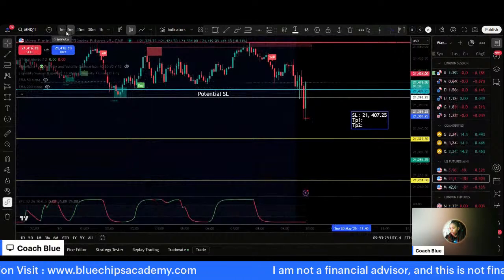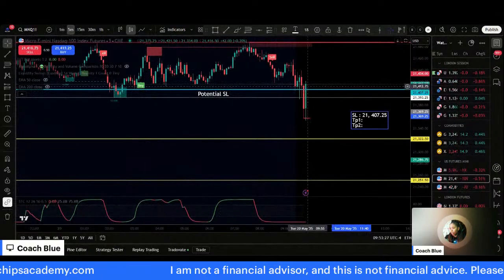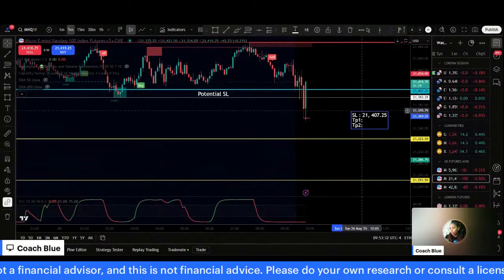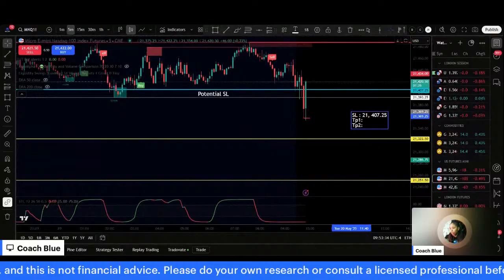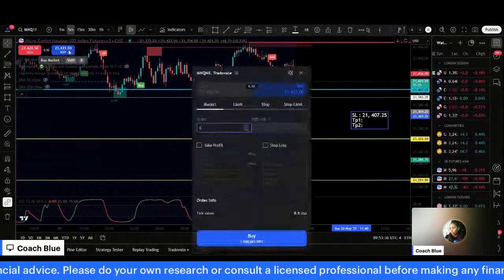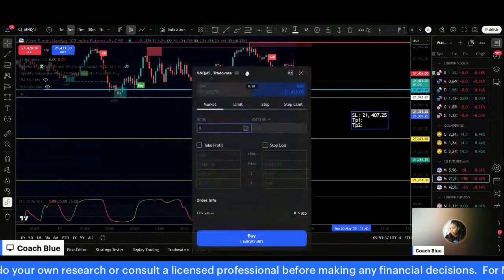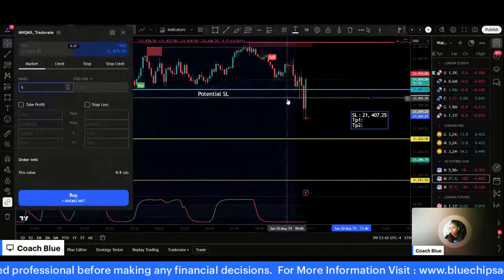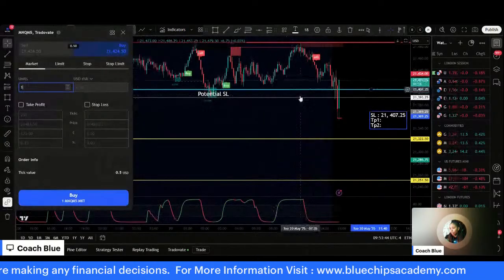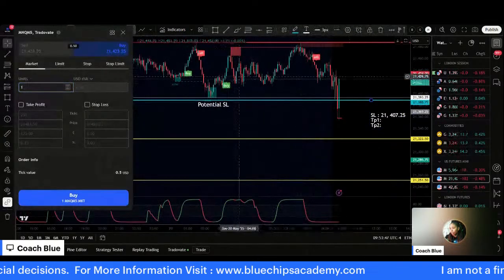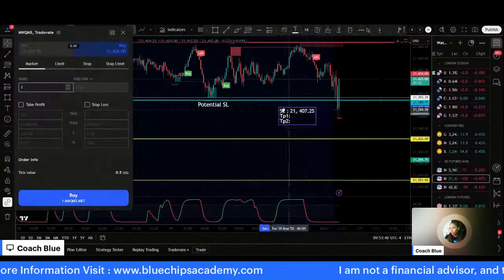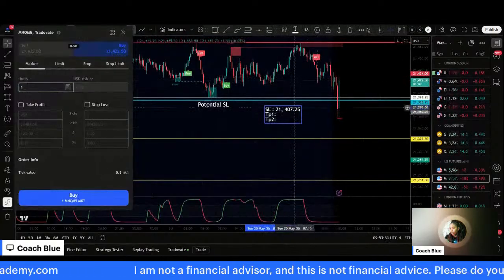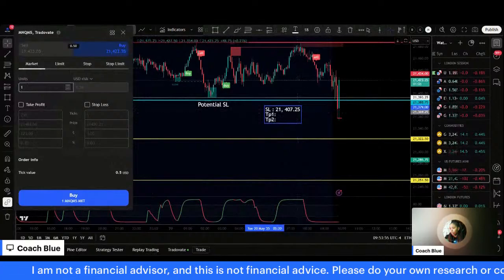Let's see how it closes. If this thing engulfs this red candle here, I'm taking a buy. I'm going to go ahead and take a buy if it engulfs it. Okay. Where would my stop loss be? Let's see. First level of support. Second level of support be right up under here. So we will be looking at 21,388.75.